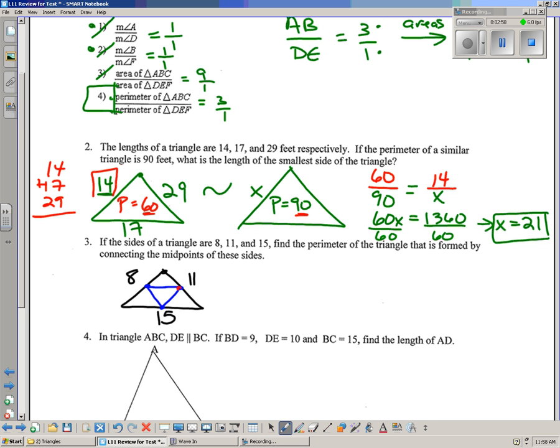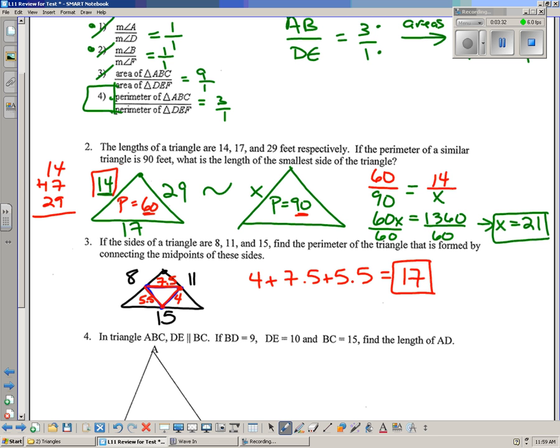If I took this side, for instance, notice it's parallel to the side that's 8. And if you kind of drag this over, it matches up perfectly. And so we know that this side, say, is 4. Okay? And guess what? 15, this side is 7.5. That's half of 15. And this side is 5.5, which is half of 11. So if we add these up, 4 plus 7.5 plus 5.5, we get 17.